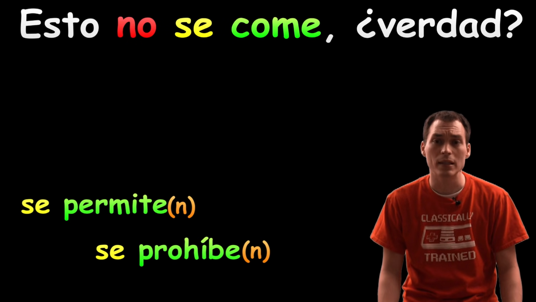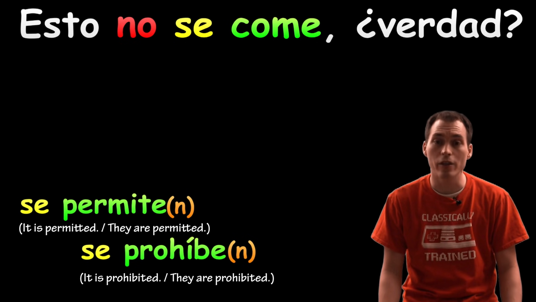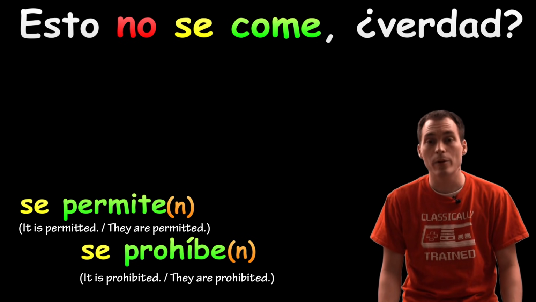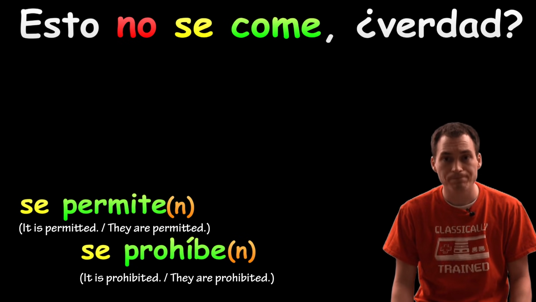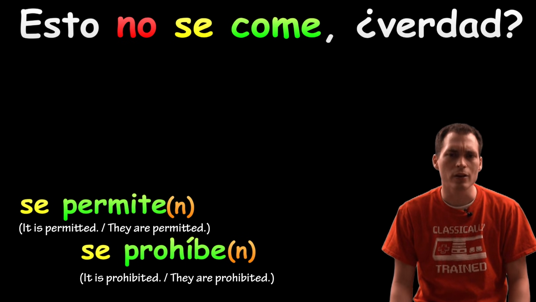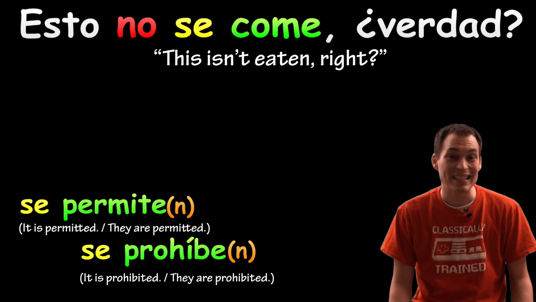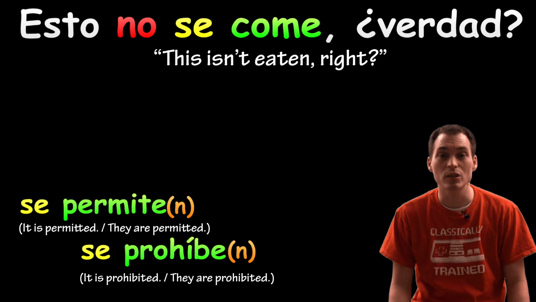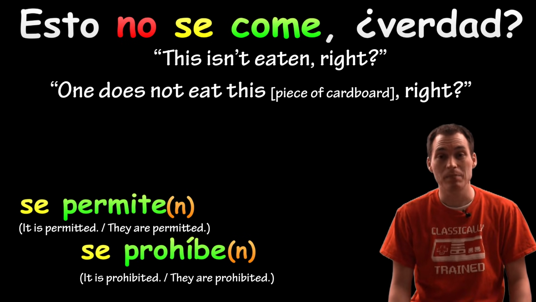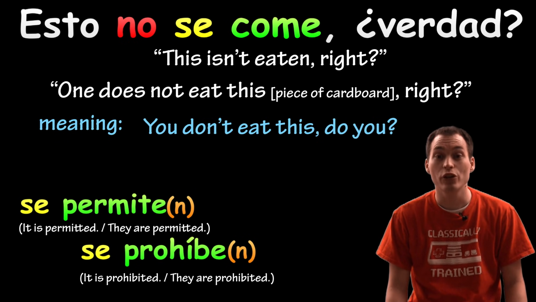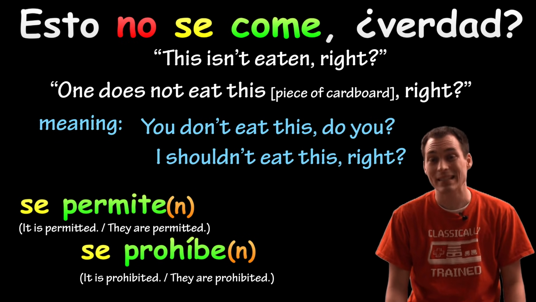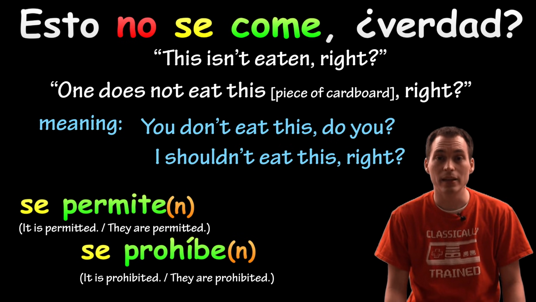Interesting. If you remember the videos on se permite and se prohíbe for talking about things that are allowed or unallowed, se permite means it's allowed, and se prohíbe means it's prohibited or it's not allowed. So maybe no se come here is like saying it isn't eaten. In fact, you could also say one doesn't eat this piece of cardboard. What do these mean exactly? I guess in English we might say instead, you don't eat this cardboard, or I shouldn't eat this cardboard. It gives the idea of, it's probably not a good idea to eat this.